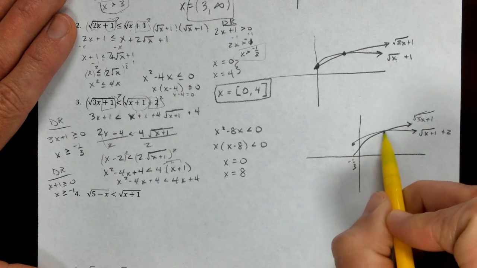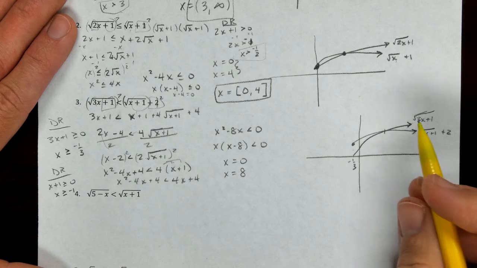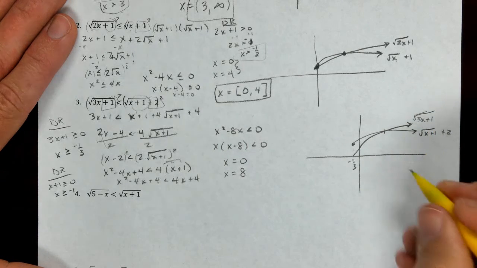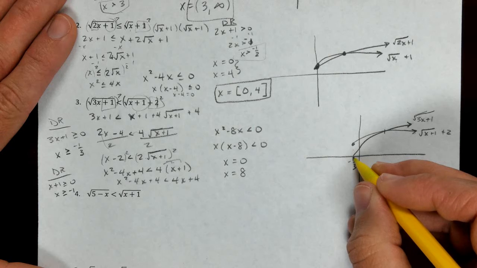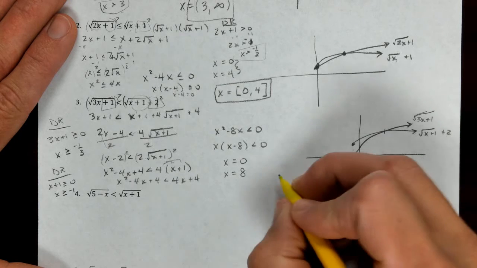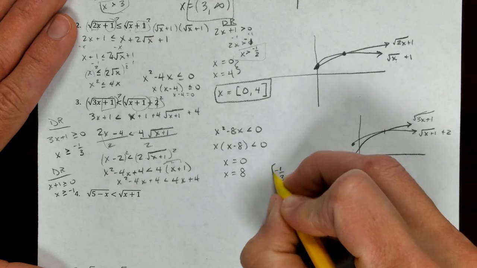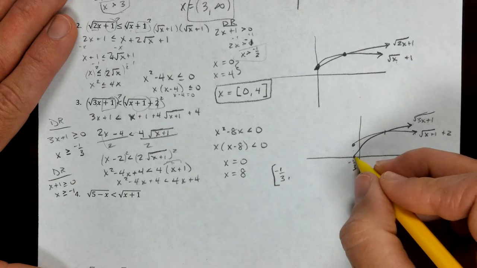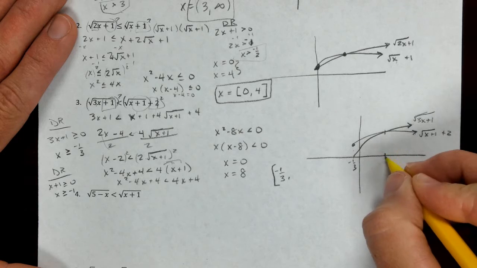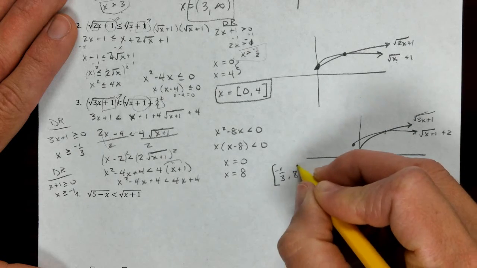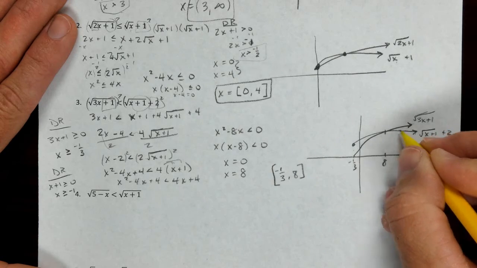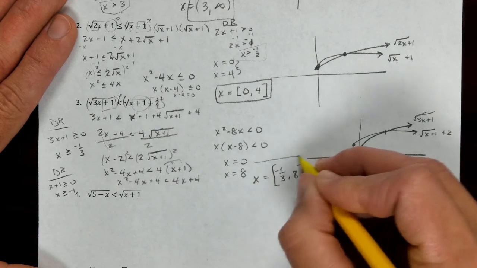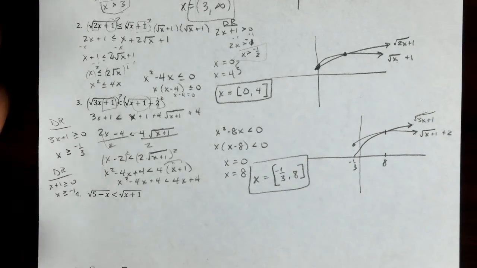Alright, so now we need to figure out when is this function less than this function. This function is less than that function all the way up until that point. So between my starting point, which is my starting domain restriction at negative 1/3, all the way up until 8, that would include 0, right, because it's still less than. At 8, those cross, and my other function becomes greater.